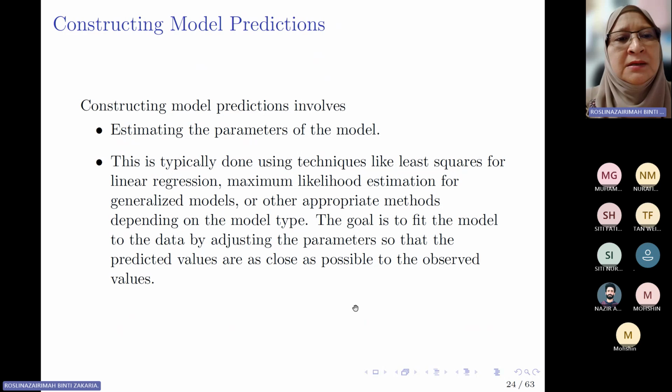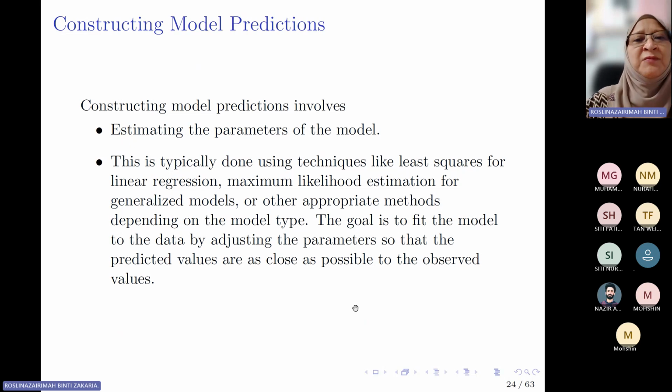Then we construct model predictions, where it involves estimating the parameters of the model. This is typically done using techniques like least squares for linear regression. We use MLE for generalized models or other appropriate methods depending on the model type. So the goal is to fit the model to the data by adjusting the parameters so that the predicted values are as close as possible to the observed data.